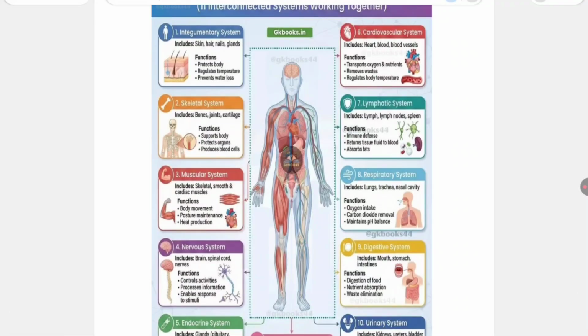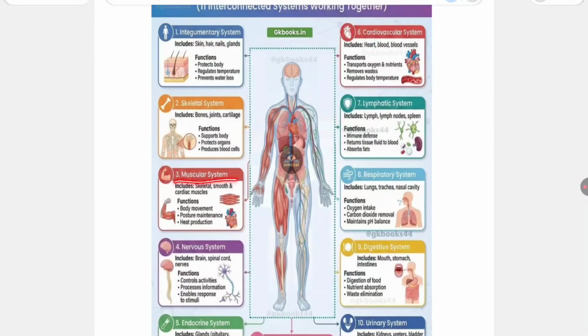Here, integumentary means all the skin, hair, nails and glands, and we are discussing their functions in the integumentary system. Cardiovascular system is heart, blood and all that, and their functions we are discussing in the cardiovascular system, or here the circulatory system. And here skeletal system: skeleton, bones, joints, cartilage we are discussing. Lymphatic system means lymph nodes, spleen and all we are discussing in the lymphatic system.